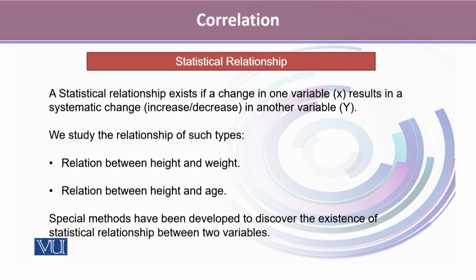But before we talk about the correlation, it's important for us to understand the statistical relationship, which exists if a change in one variable x results in a systematic change, and that change could be increasing or decreasing, in another variable y. We study the relationship of such types as the relationship between height and weight, or one can be interested in looking at the relationship between height and age. There, special methods have been developed to discover the existence of a statistical relationship between two variables.